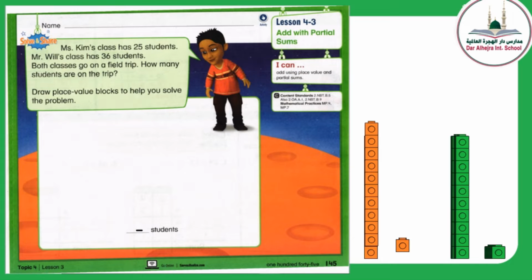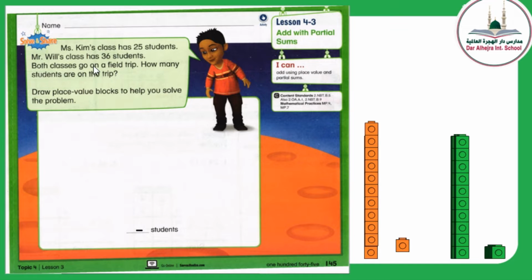But before we go and understand what partial sums are, we are going to recap the concept of regrouping that we studied in our previous lesson. And for that we need to solve a problem here. Miss Kim's class has 25 students while Mr. Will's class has 36 students. Both classes go on a field trip. How many students are on the trip?